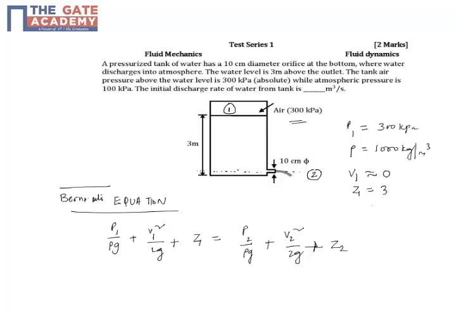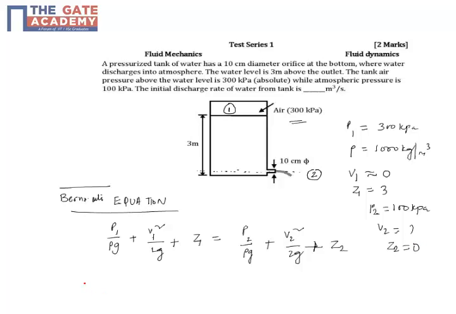Now the other data, P2, is basically the atmosphere pressure that is acting at this point. The moment the water comes out, the pressure there is the atmosphere pressure, which is 100 kPa, and velocity V2 is something which we need to know. Once I get V2, I can multiply it with the area, and AV2 is the volume discharge, the initial discharge. And Z2 is 0 because my datum as well as the level 2 are at the same level.